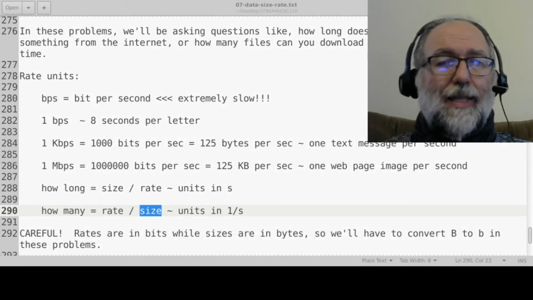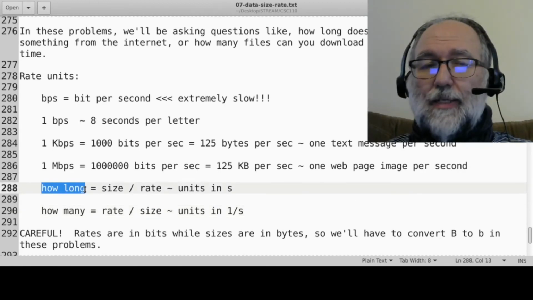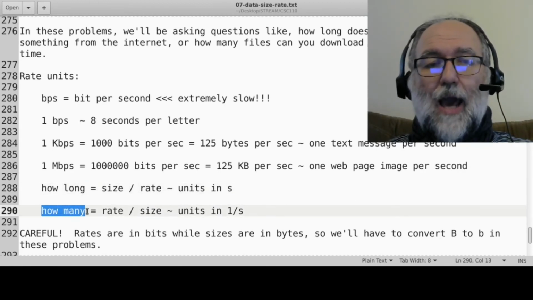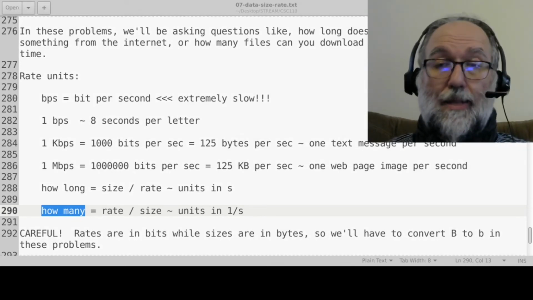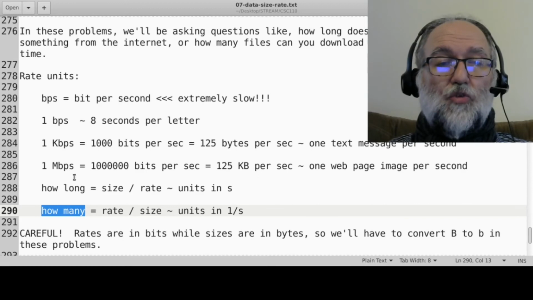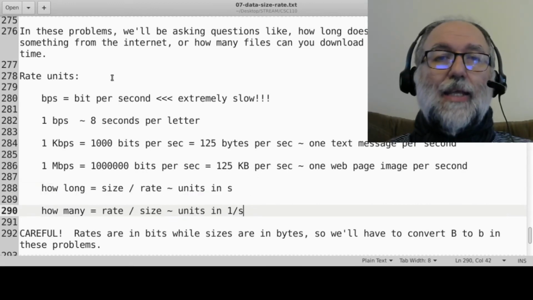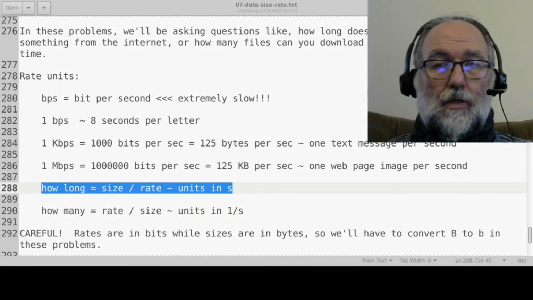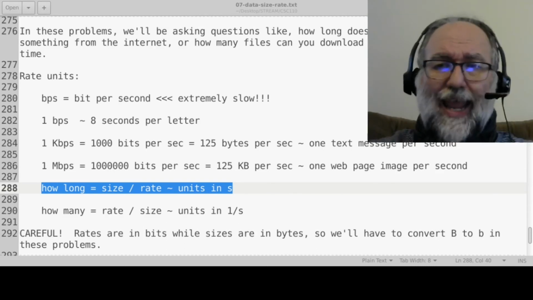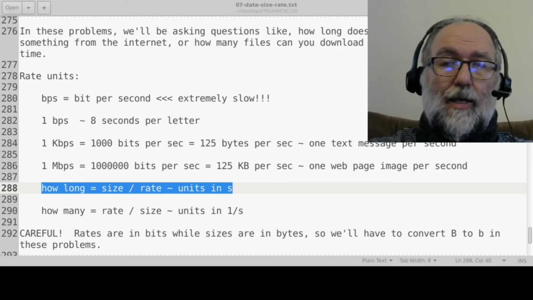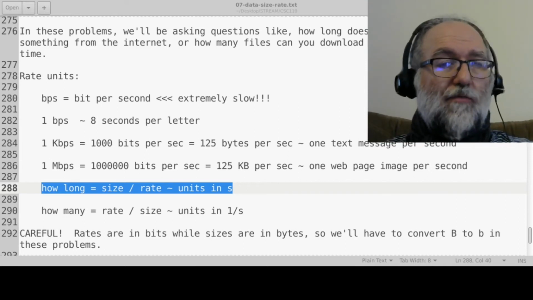So in these problems, you want to determine first, am I trying to answer how long does it take to download something, or am I asking how many can I download in a given amount of time? Depending on which question you're trying to answer, you're going to have two different ways of doing it. The units for how long will come out in seconds. Now we might want to convert that to hours or days or whatever, but that's the how long. The units will be seconds before we convert.